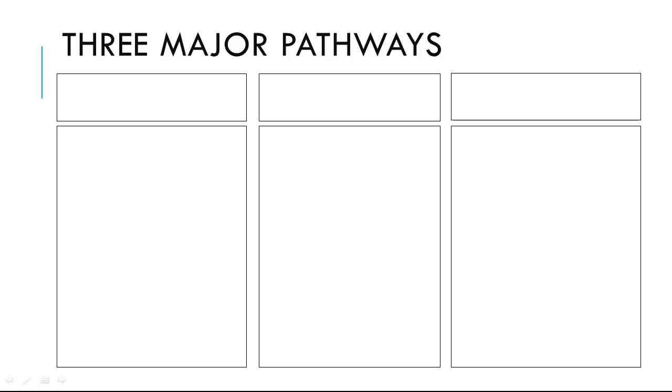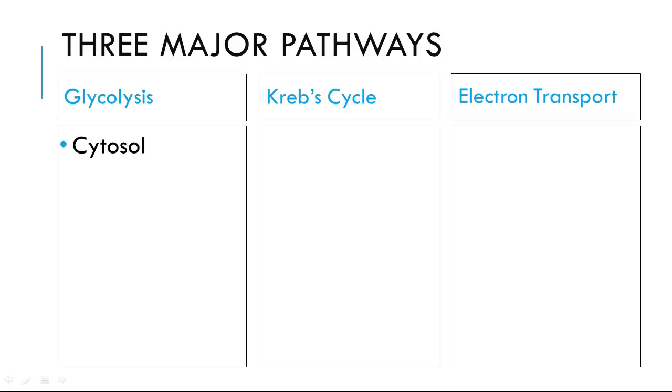Very good. And so I have the three major pathways. The first is what? Glycolysis. And then the second would be the Krebs cycle and the electron transport chain. And between glycolysis and Krebs cycle, put a big star. Don't forget what? The linking step.